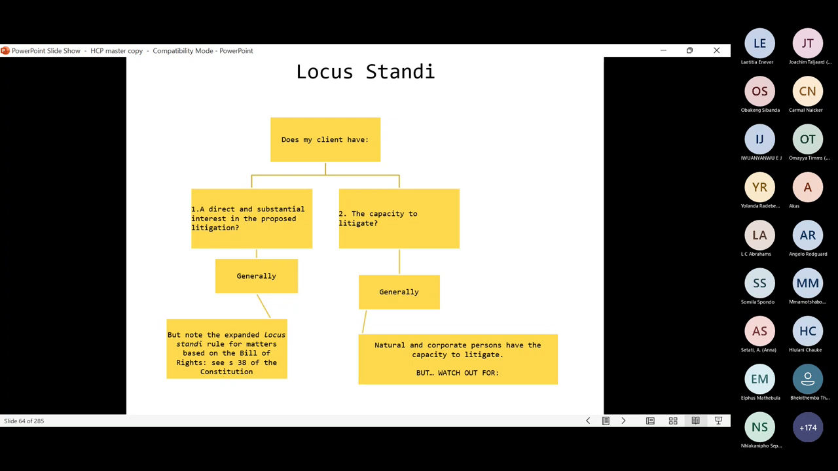So you must ask yourself the first question: does my client have a direct and substantial interest in the proposed litigation? Generally, if the client has a direct interest in whatever litigation, then obviously that person has legal standing. It's his business, it's his things, it's about him. He has a direct and substantial interest, right?